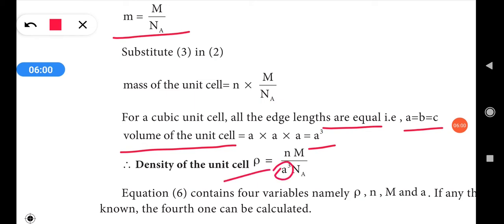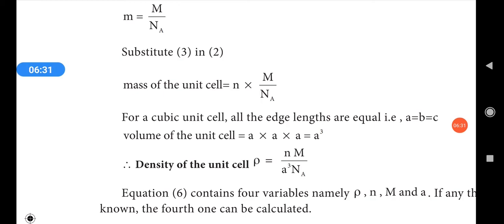Then you can get the density by substituting these equations into the mass by volume formula. The density of the unit cell, rho, is equal to n into M divided by A cube into Na. So equation 6 contains 4 variables: rho, n, M and A are variables, but Na is a constant, the Avogadro number.